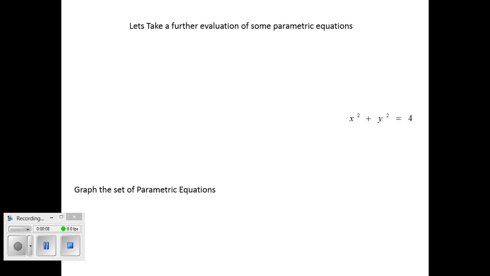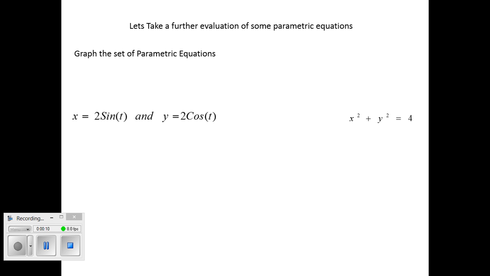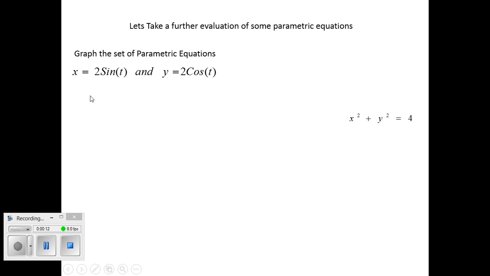Okay, we're back. We're going to start further talking about our parametric equations, and we're going to look at some other alterations. What is going to happen when I switch these up? Now, typically the x was named as the cosine and the y is named as the sine.